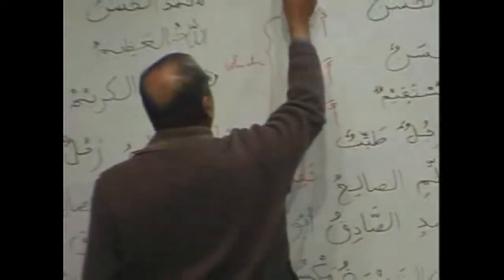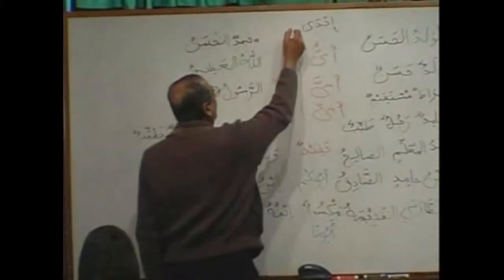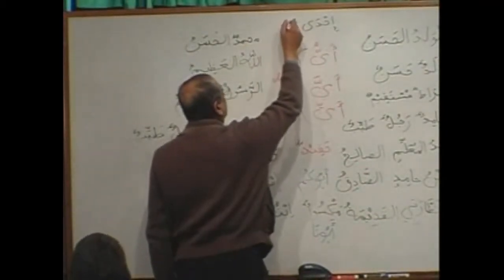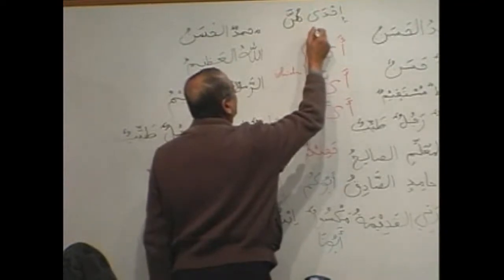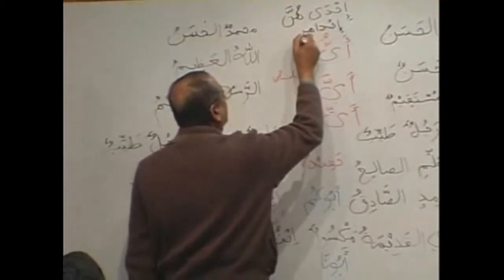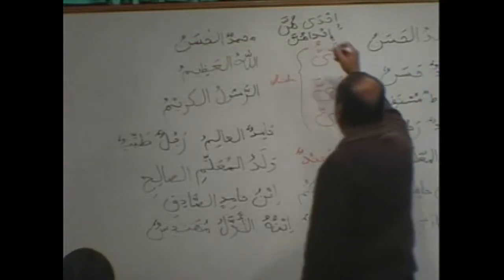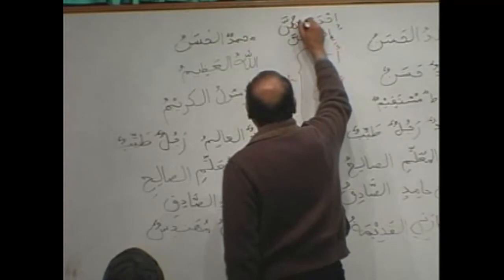Actually, ihda is written like this, brothers. How is it written? Ihda. But if you put hunna here, then this changes into ihda, hunna. These are small spelling rules. You'll keep it in mind. Originally it is written the way I wrote it on top, ihda. But then if you add hunna, it changes into this way.